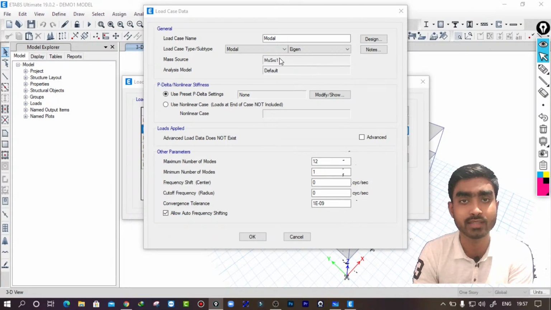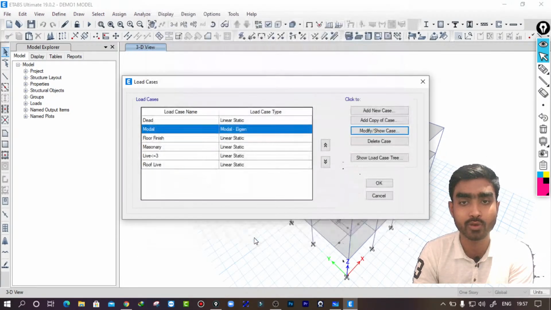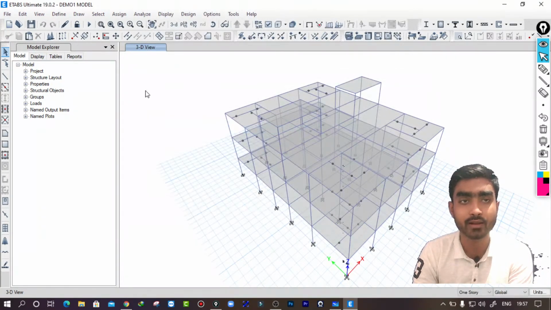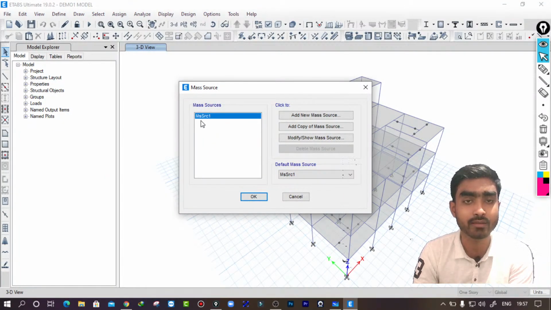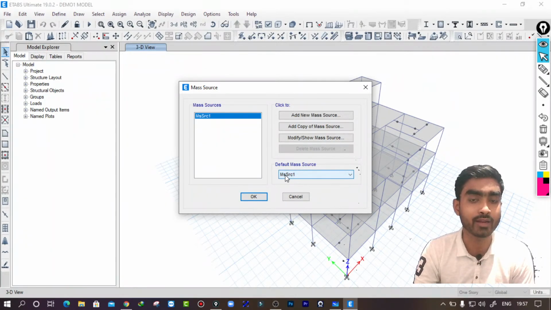Now, where did the software take this from? So for this, let's first click on OK. If you go to Define and Mass Source, you can see here that mass source 1 is defined and it is taken as the default mass source. So as we have only one mass source and we have taken mass source 1 as the default, wherever you want the mass source, it will be taken automatically.